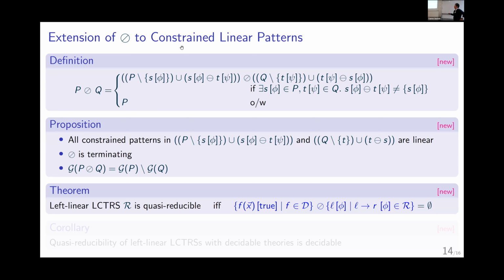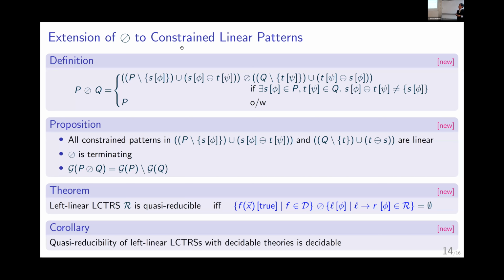So the first one represents all ground patterns, and the second one represents ground patterns defined by R. And thus, if the result of this computation is empty, then there is no undefined pattern, and thus R is quasi-reducible.